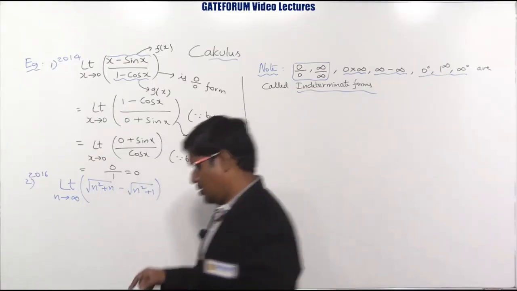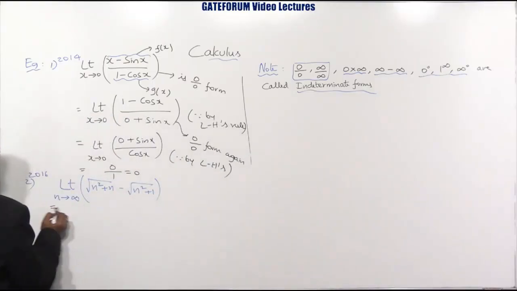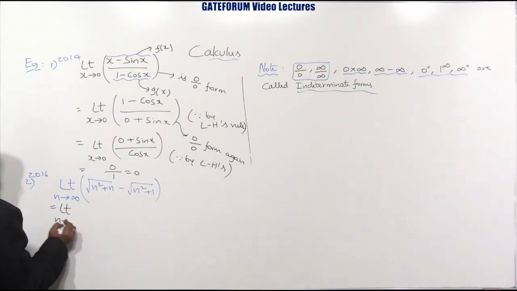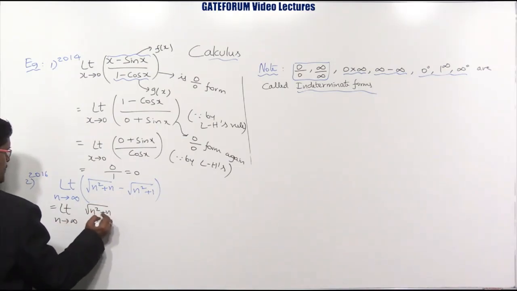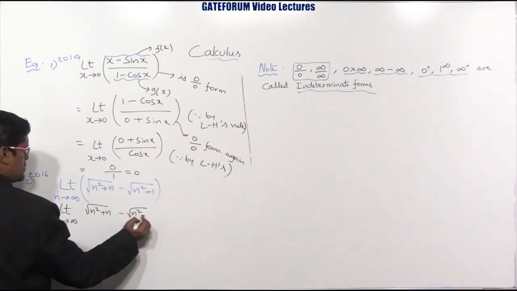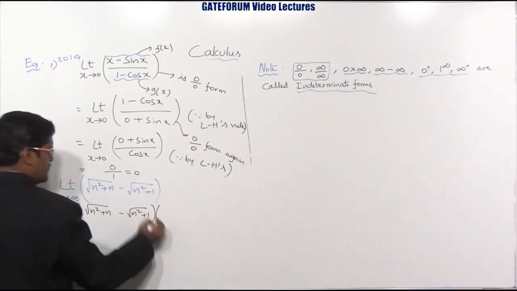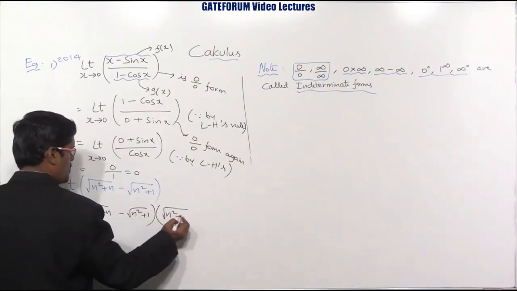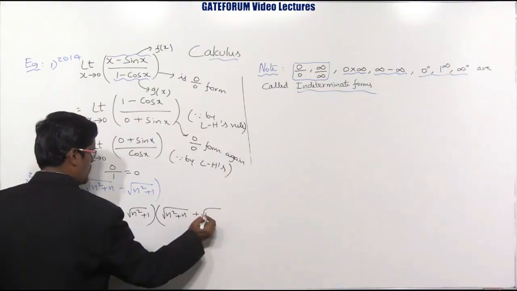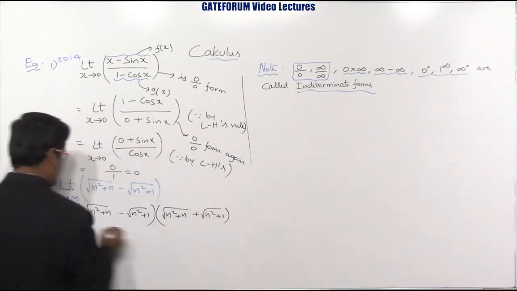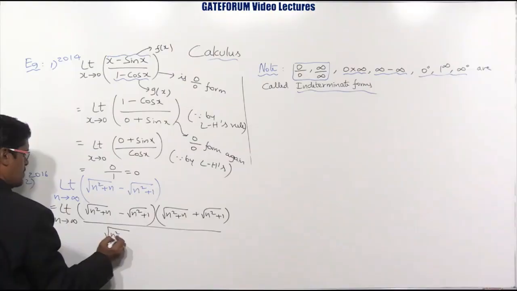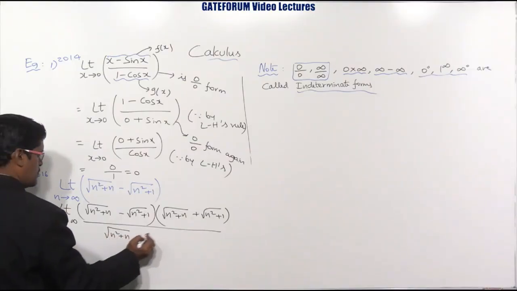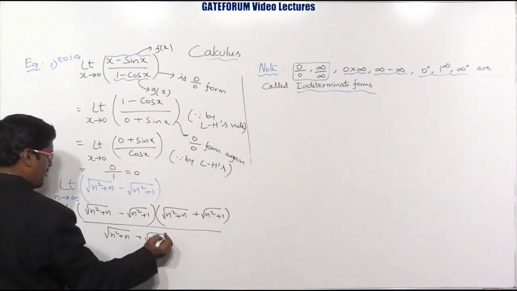That means what I am doing is equal to limit n tends to infinity, root over n square plus n minus root over n square plus 1, into root over n square plus n plus root over n square plus 1, divided by root over n square plus n plus root over n square plus 1.